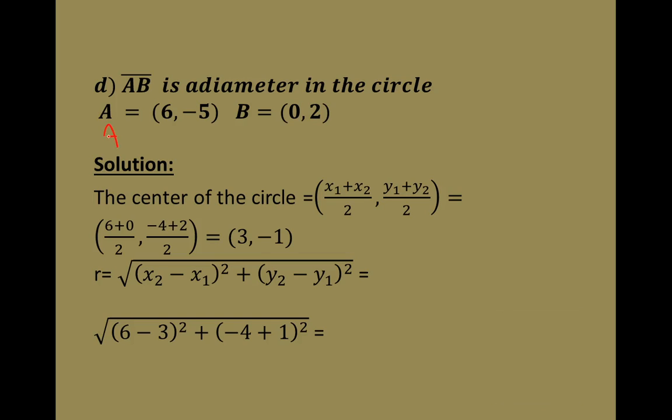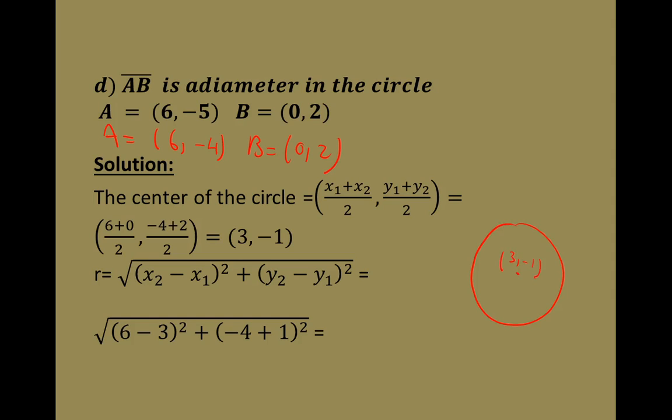The point A equals 6 and negative 4. Also the point B equals 0 and 2. Get the center, 6 plus 0 divided 2, negative 4 plus 2 divided 2 equals 3 and negative 1. And this is the center of the circle, 3 and the negative 1.